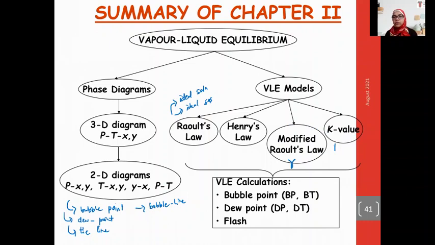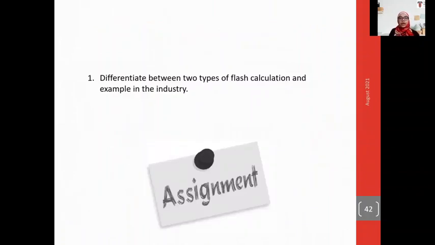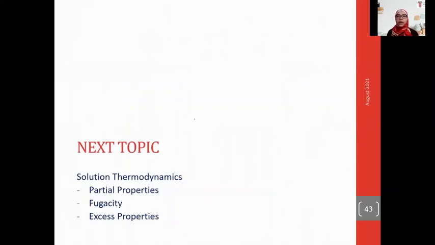And then last is the K value related to the flash calculation. K value means we need to define our P and T to obtain the value of K from the DePriester chart, or you can solve it using the flash calculation. Okay, and then to test your understanding, first differentiate between two types of flash calculation and provide an example in the industry. Okay, we will end our session.